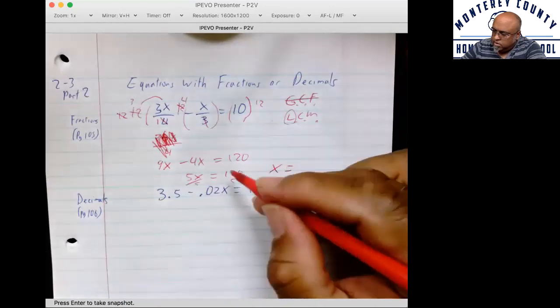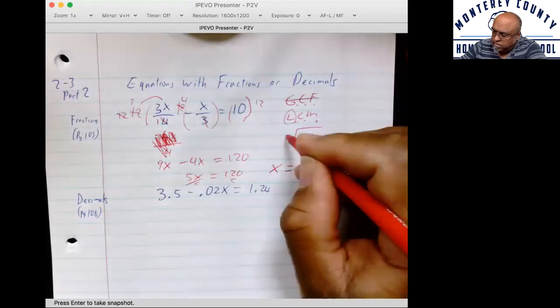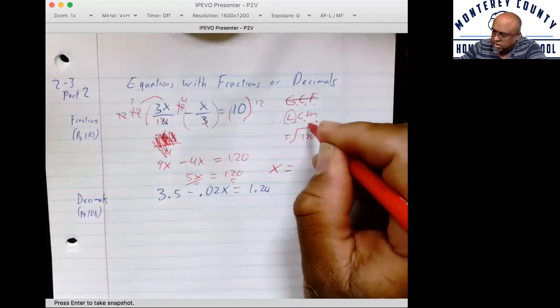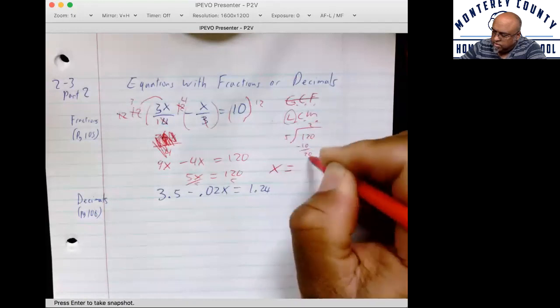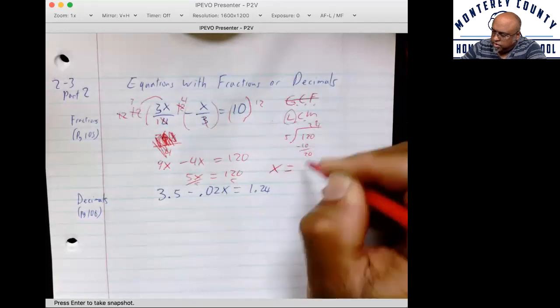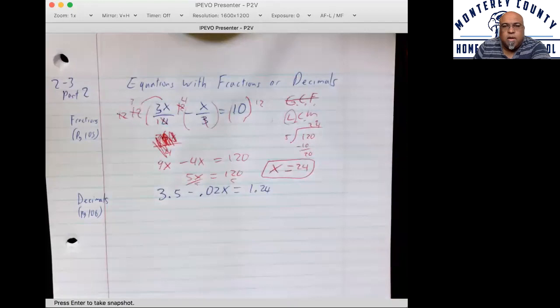Okay, so let's see. I'll just do this manually here. 5 goes into 12 two times. 2 times 5 is 10. 5 goes into 24 times. Okay, so x is equal to 24. Okay, I hope that helps.